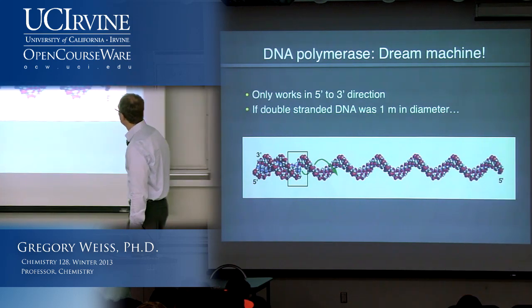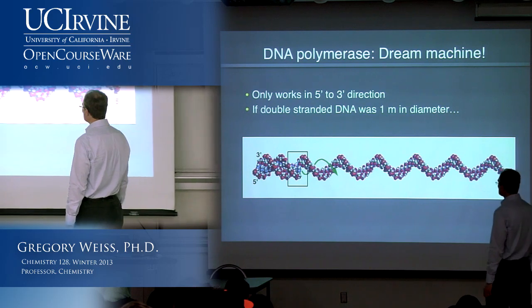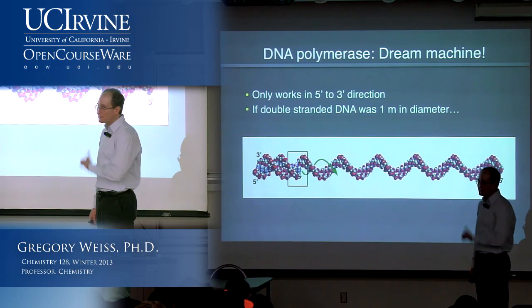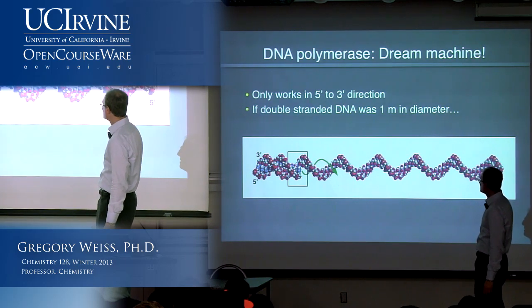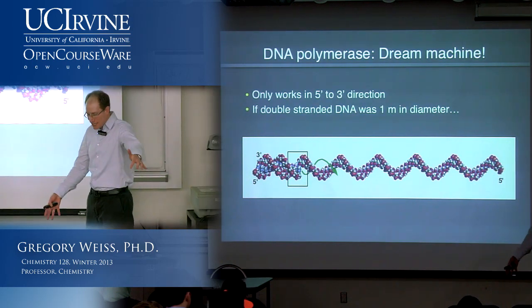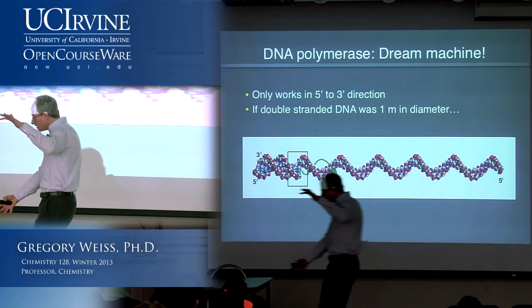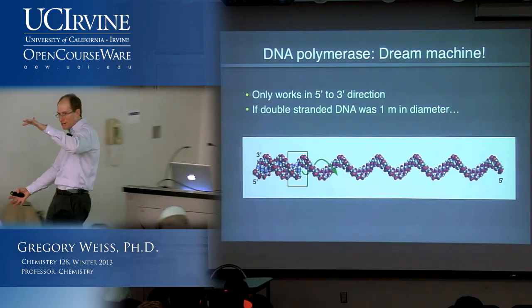Okay, I want to tell you a little bit more about why I'm in such love with this enzyme. This is a dream machine. I like fast cars and I like fast enzymes. This one is really amazing. So check this out. Imagine that double-stranded DNA was about 1 meter or so in diameter, running along the length of this room. So we got some DNA running through the room.